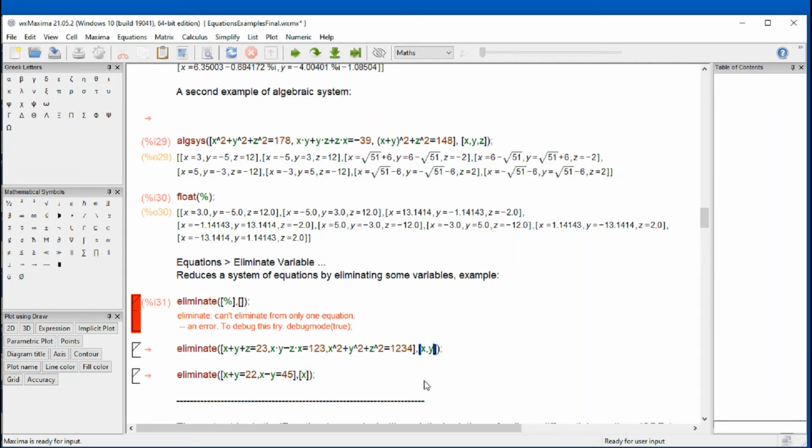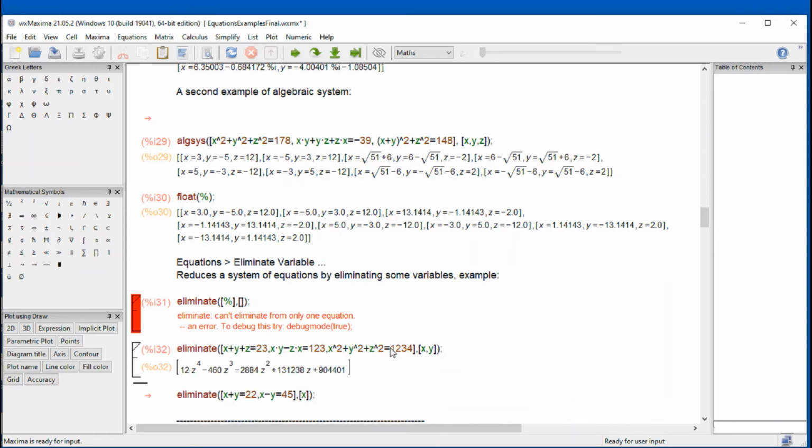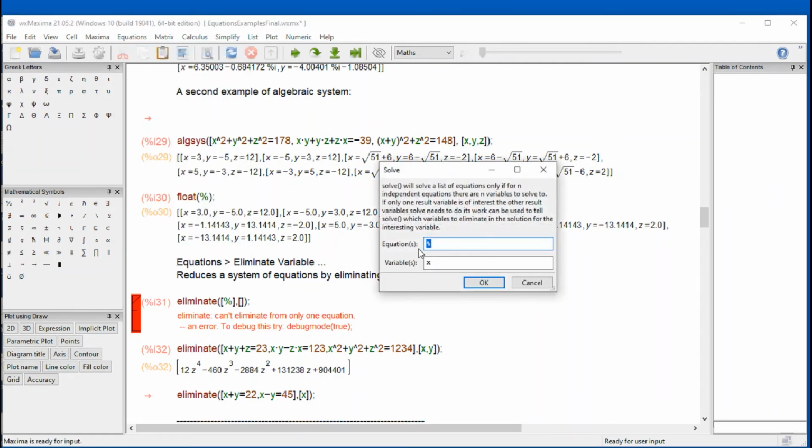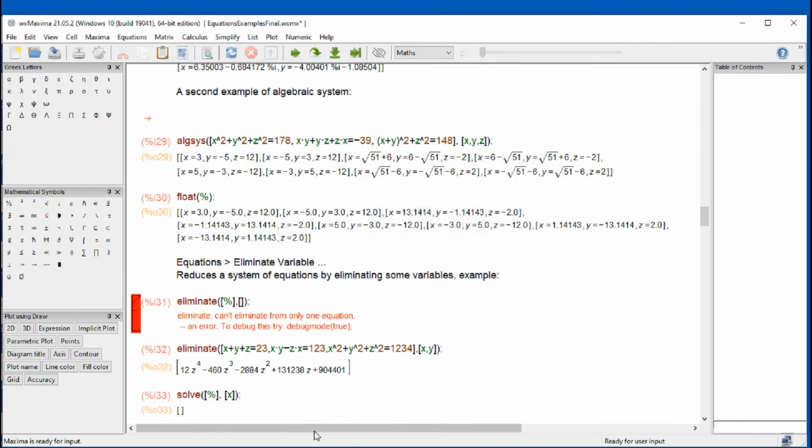When you do that, if we do shift enter here, it turns out that the resulting equation with z is equal to 0. And you can actually solve it for z if you want to by using equation solve, except that let me fix that because I should have put a z here.